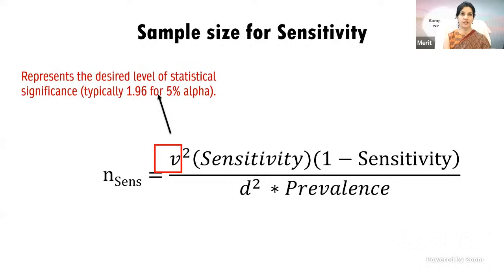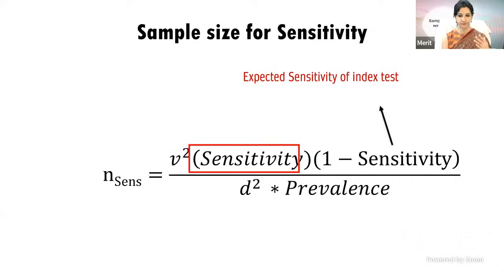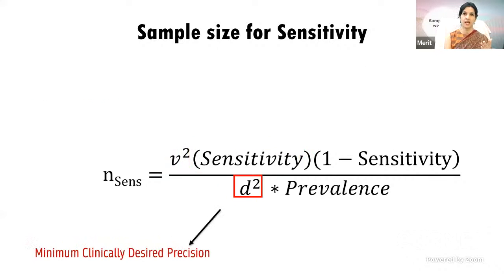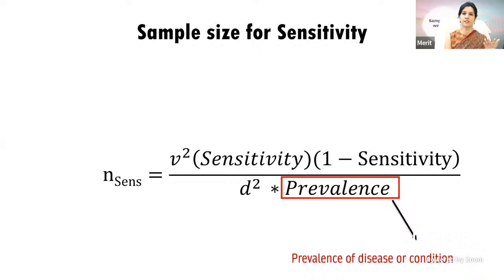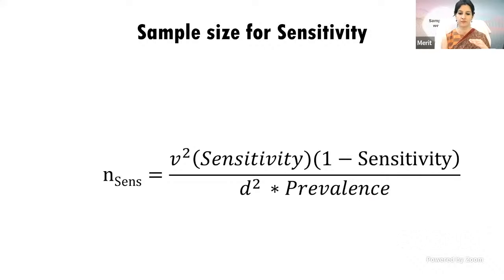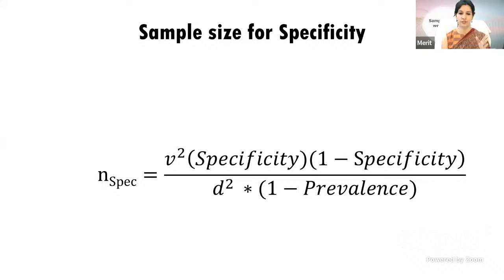So again, this Z is the desired level of statistical significance, and the value of this at 5% alpha is 1.96. This is sensitivity, and this is the clinical desired precision. And this prevalence is the prevalence of disease or condition. So in case the prevalence is known, you should divide by this, it should come in the denominator. So this is the formula for the sample size calculation.